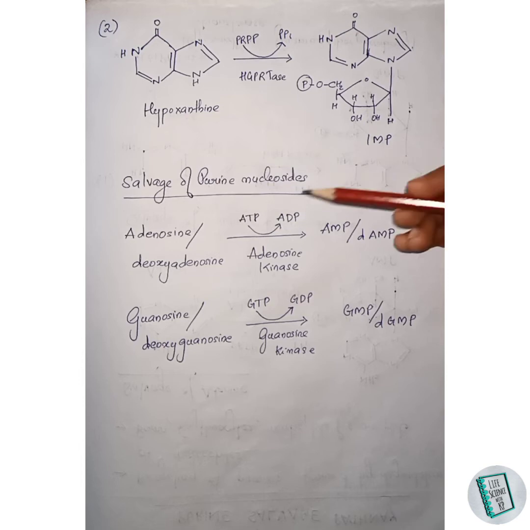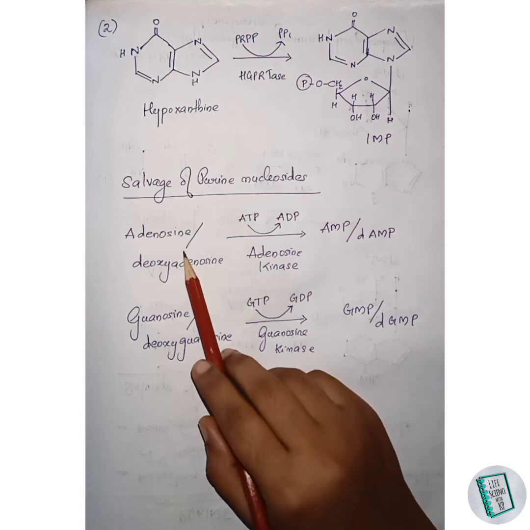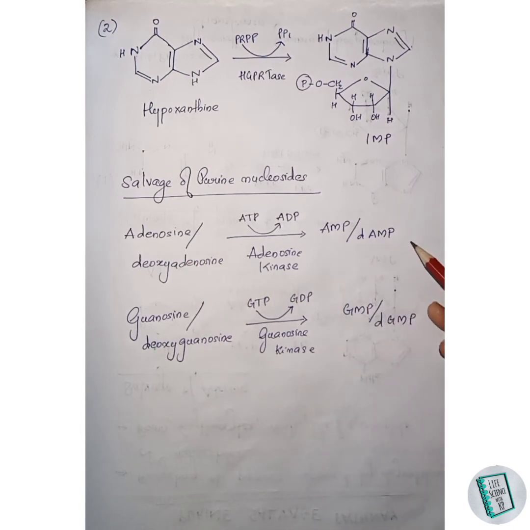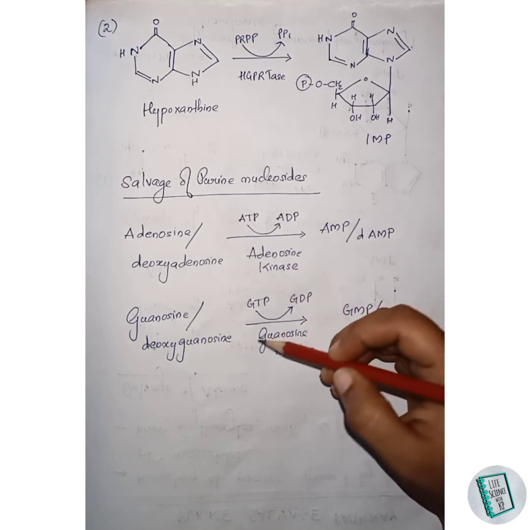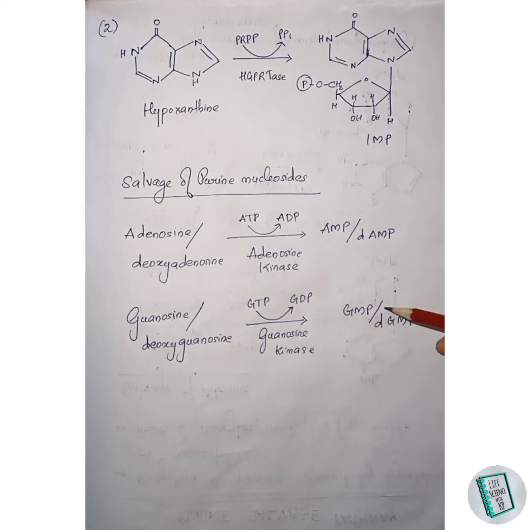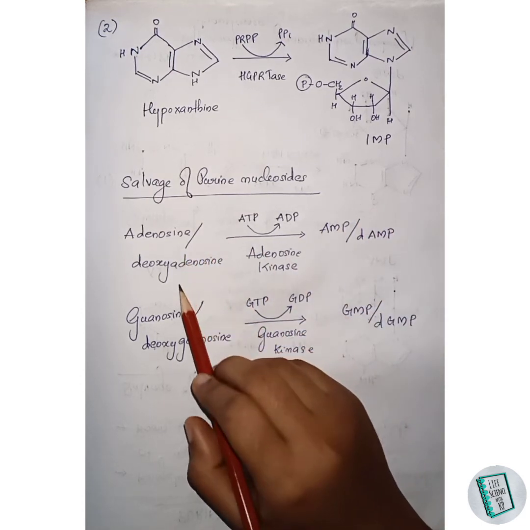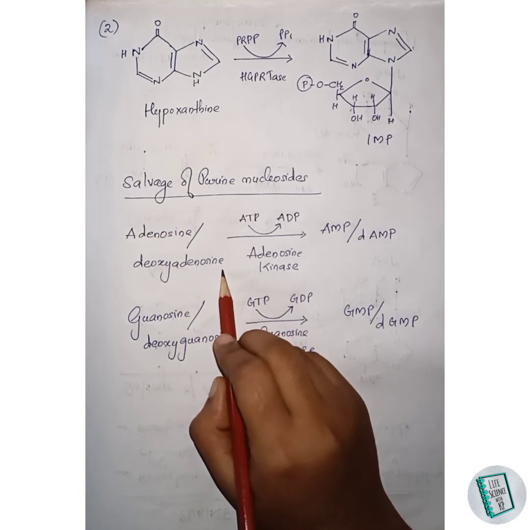Now let us look at the salvage of purine nucleosides. That is, these nucleosides which are formed as intermediates will convert to AMP or dAMP by the enzyme adenosine kinase, and also guanosine or deoxyguanosine, which was formed as an intermediate, will convert to GMP or dGMP by guanosine kinase. So here we know that a nucleoside is a molecule which lacks a phosphate group in its structure.